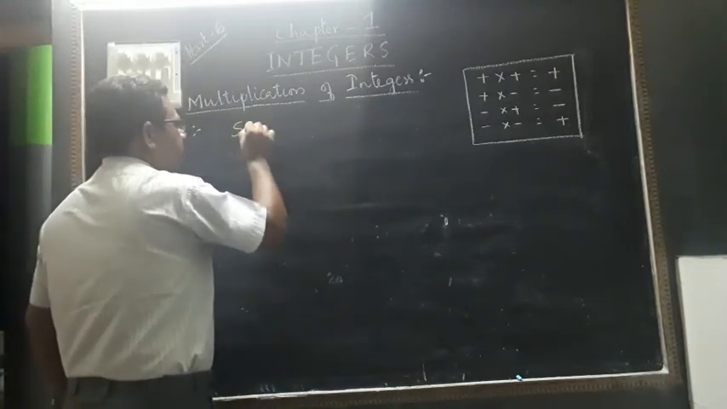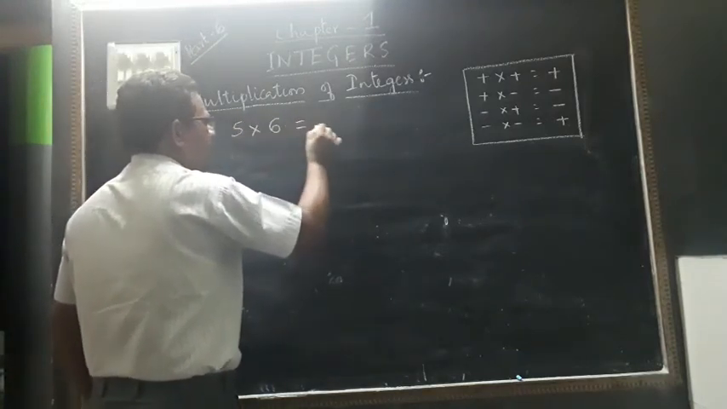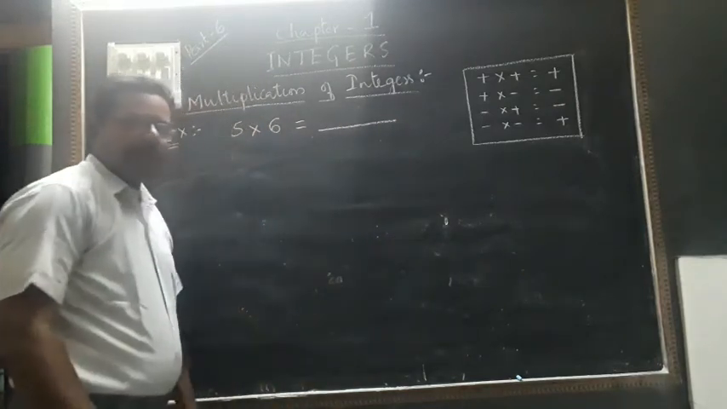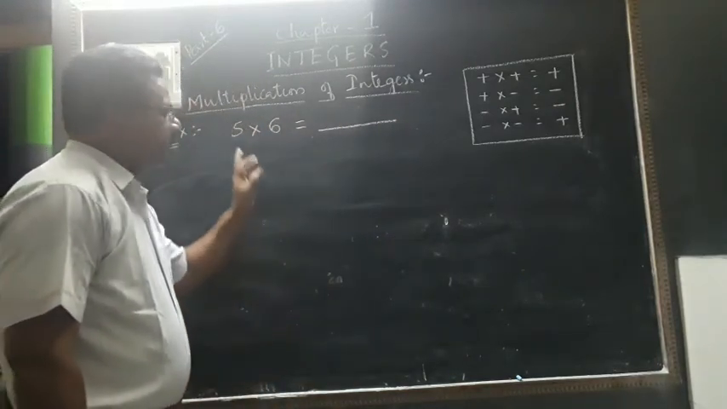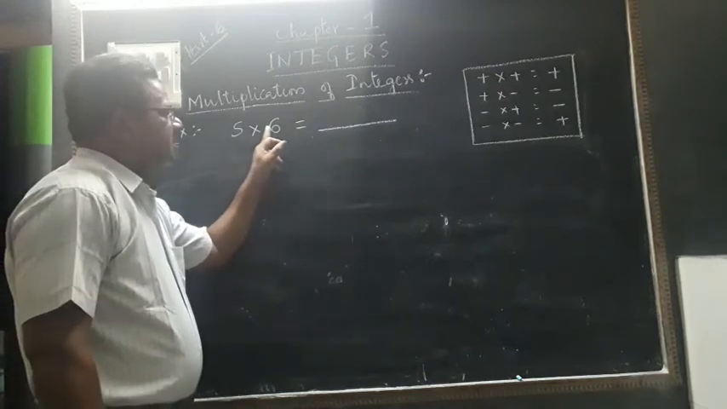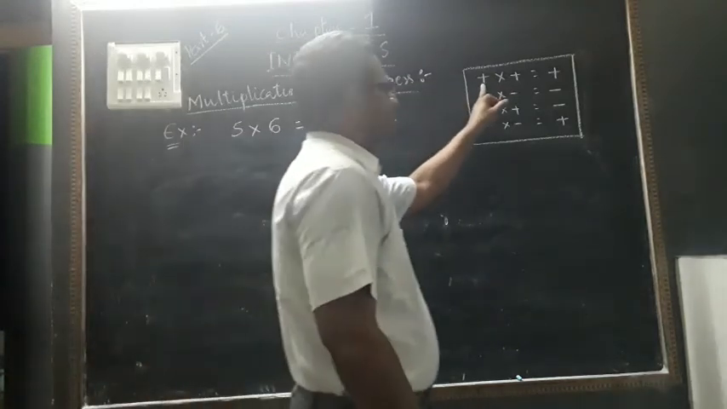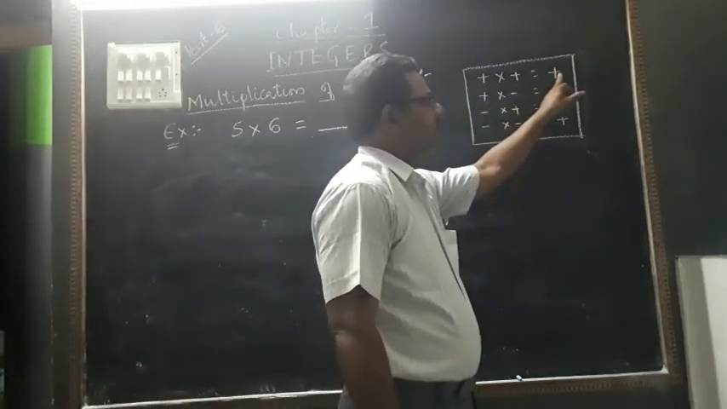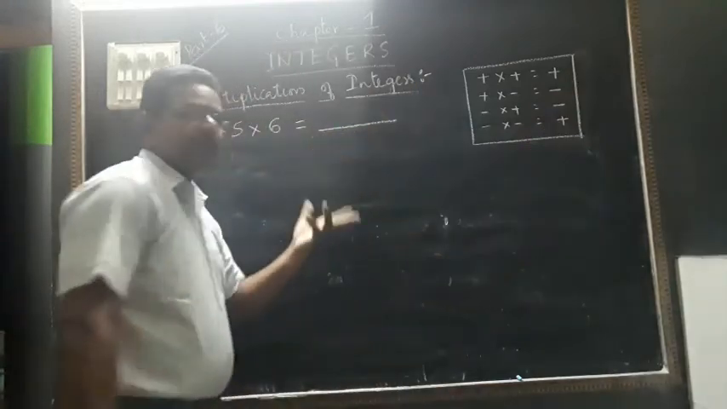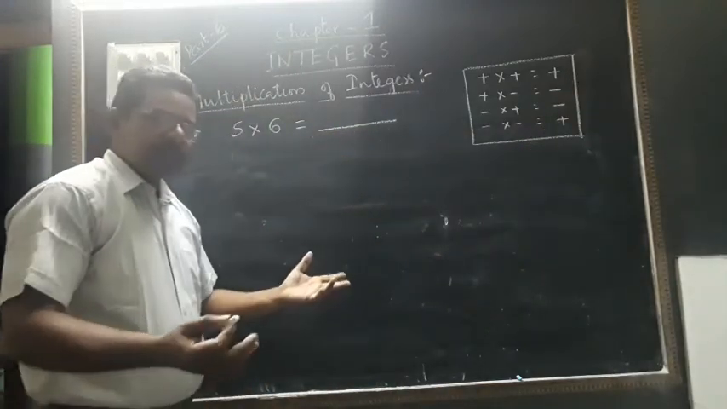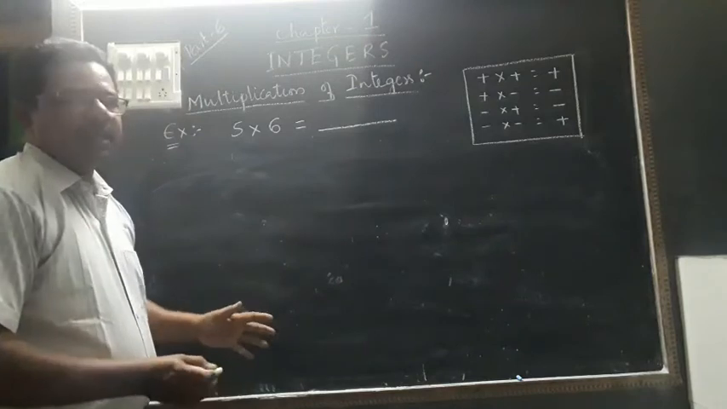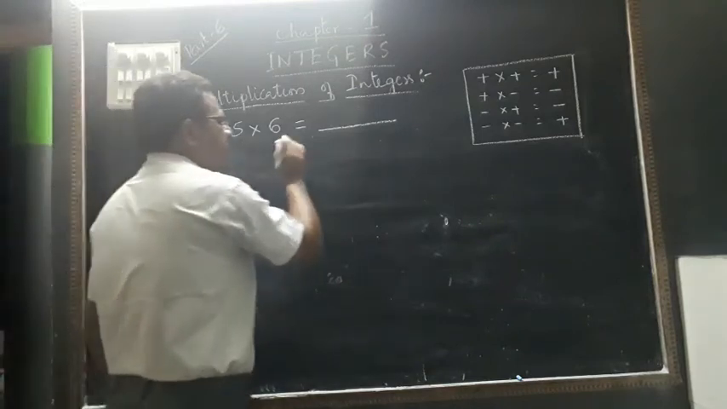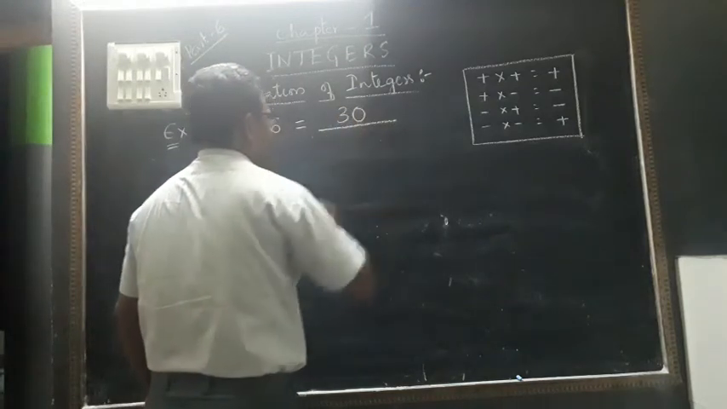I have given you 5 into 6. I asked you what is the value of 5 into 6. 5 into 6 means this is a positive integer, this is a positive integer. So positive integer into positive integer is equal to positive. Positive means no need to write the symbol, because without a symbol it is considered a positive integer. So 5 into 6 is equal to 30.